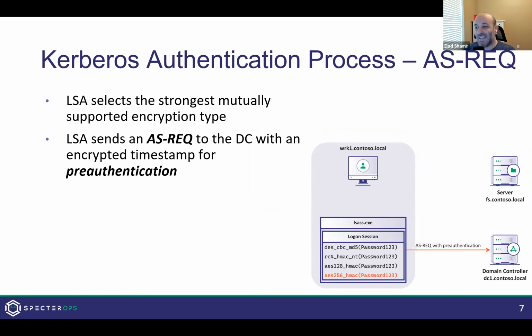Then LSA selects the strongest supported encryption type. On modern systems, it would be AES 256, and sends an AS-REQ message to the KDC, which is the domain controller in AD environments. The AS-REQ, well, AS-REQ stands for Authentication Service Request. That request contains a timestamp of the current time encrypted with the encryption key that was derived from the user's password for pre-authentication. Pre-authentication is meant to prove to the DC that the client has the credentials for the account, and the timestamp helps prevent replay attacks.